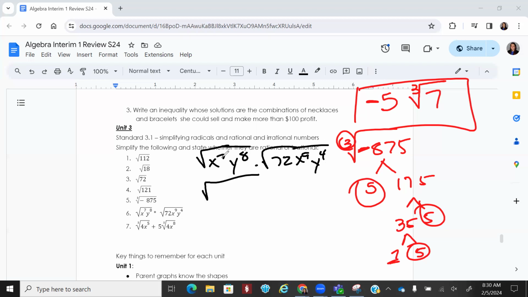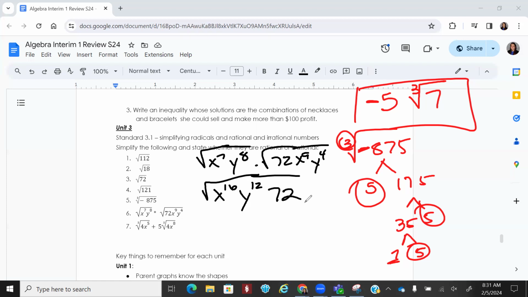Now for the x's, when we multiply, we're going to add the exponents. Some of y'all did some wild stuff. What is 7 plus 9? 16. And then we've got the y's, so we're going to add the exponents. What's 8 plus 4? Okay, and we got that 72 just chilling, right? Normally your numbers come first, but it's okay, we're not done.